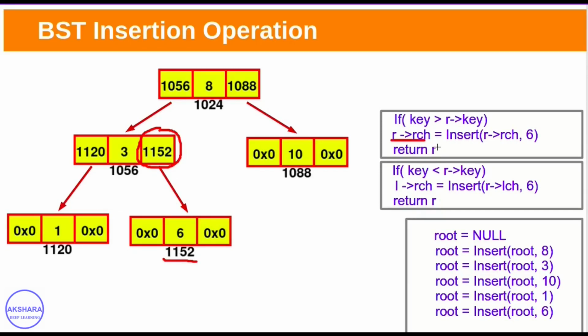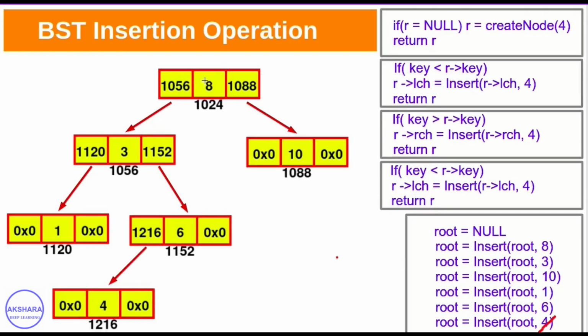Again this function will also return the root address. Here the current root is 3, and that will be returned to the previous recursive call. So in the previous recursive call, the root's left child is already 1056. Again this function will also return root. It will return the address 1024. In main also, 1024 root is there, so here also root will not be modified.